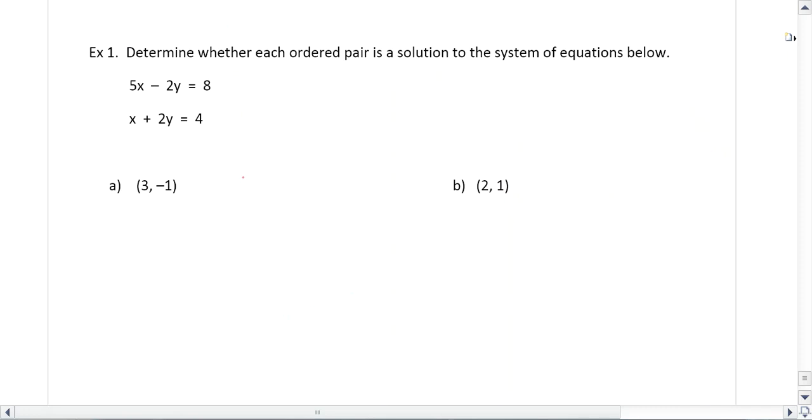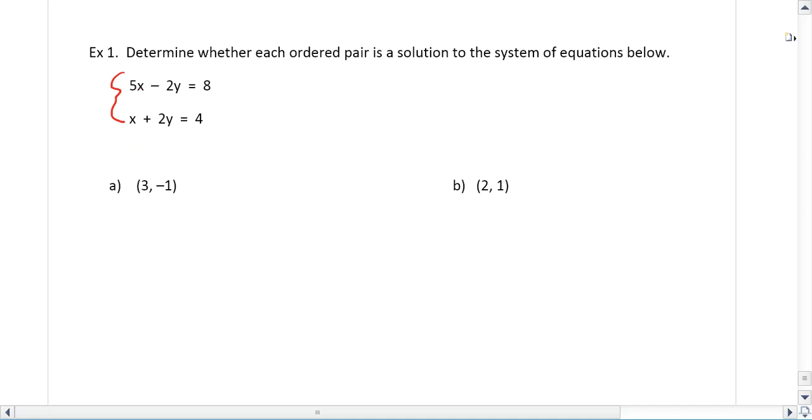So let's just start with an example that asks you to determine whether the ordered pair is a solution or is not a solution. So here's what a system of equations looks like. You have two equations with 2 variables. And remember, they go together. The answers you find have to work for both of them. So part A is asking you, is this a solution? And we always go alphabetical.